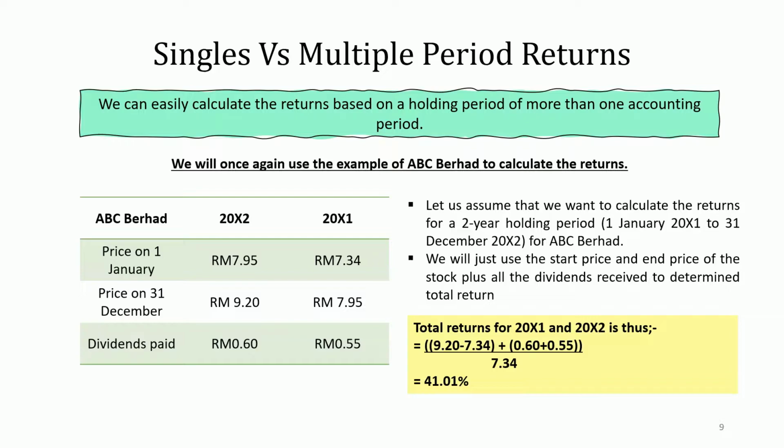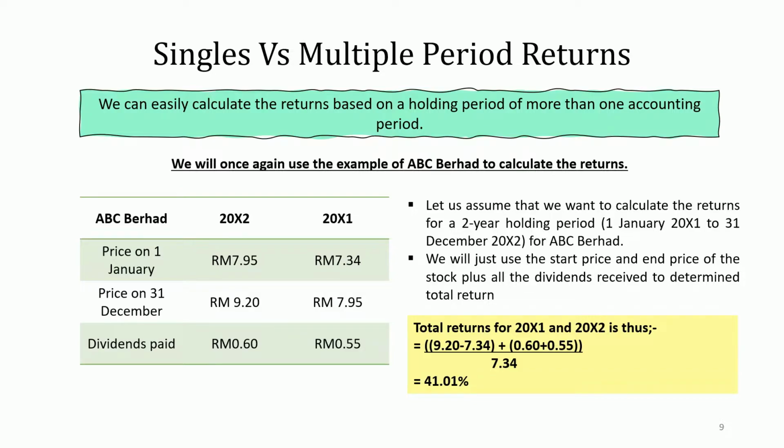Single versus multiple period returns. We can easily calculate the returns based on a holding period of more than one accounting period. Let us assume that we want to calculate the returns for a 2-year holding period, 1st of January 20/1 to 31st of December 20/2 for ABC Berhad.